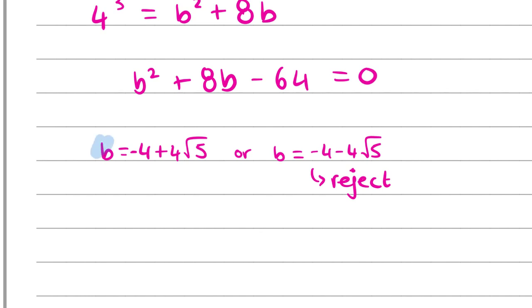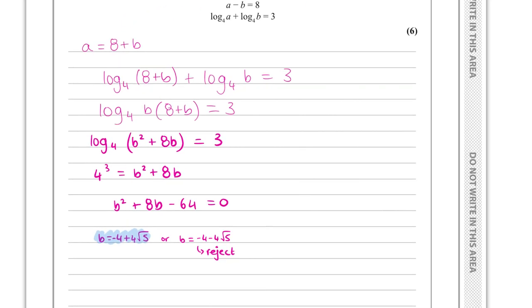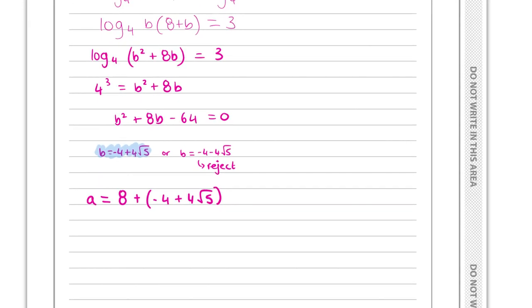Now that I know what b is, how do I find my a? I'm going to sub it into the first equation. So a equals 8 plus b, which is 8 plus minus 4 plus 4 root 5. Okay, now I'm then going to get positive 4 plus 4 root 5.